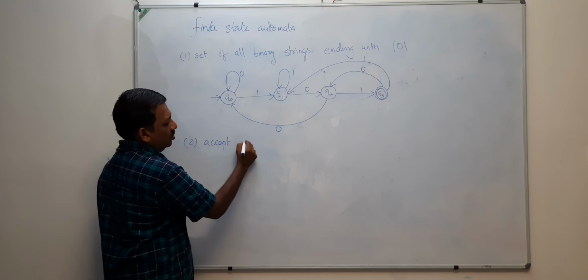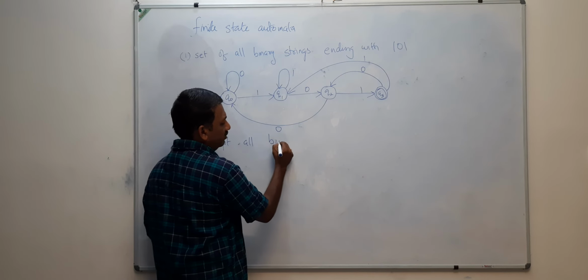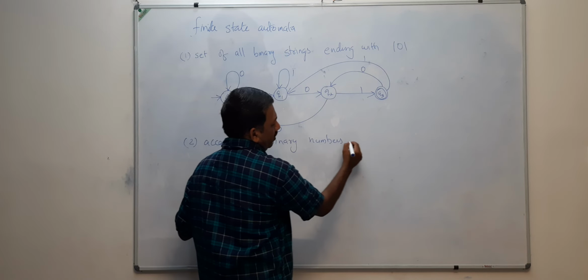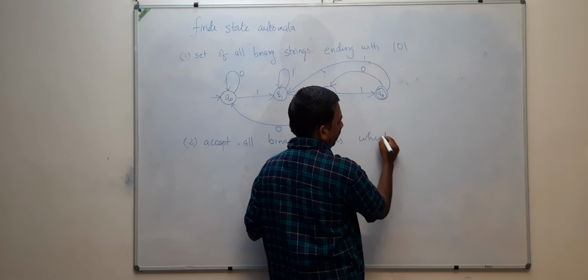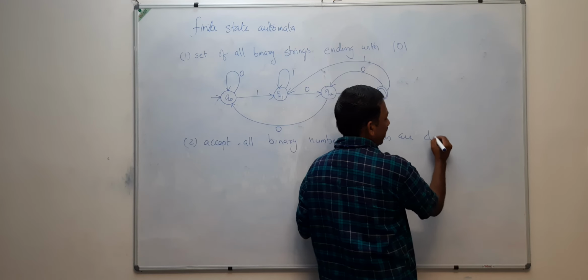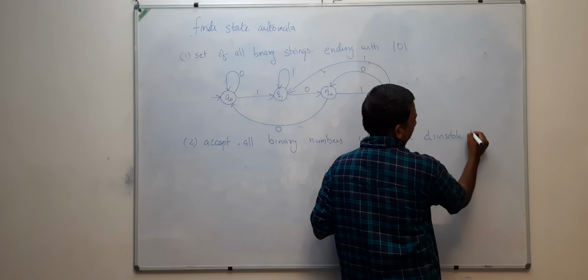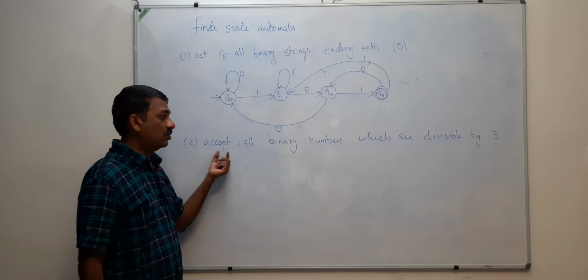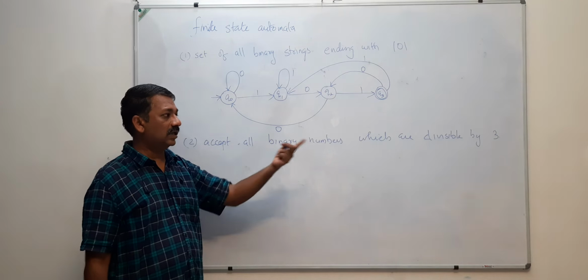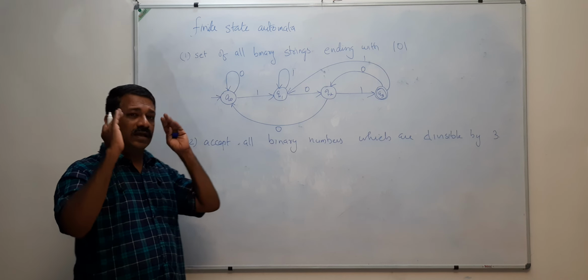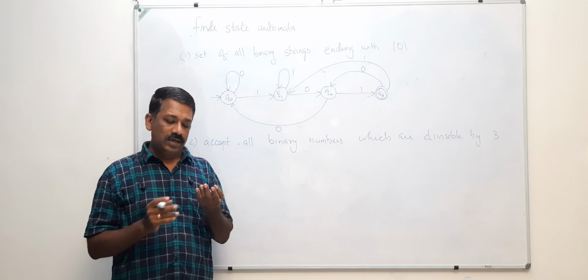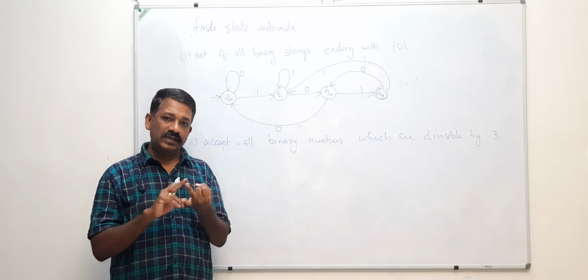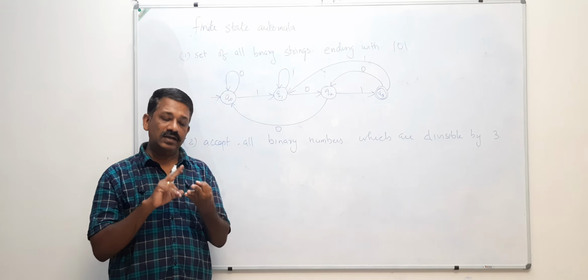And likewise, suppose you want to accept all binary numbers which are divisible by 3. This is another example. It will accept all binary strings which are divisible by 3. Any number you take, either it will be divisible by 3 or it is generating a remainder of 1 or it is generating a remainder of 2.